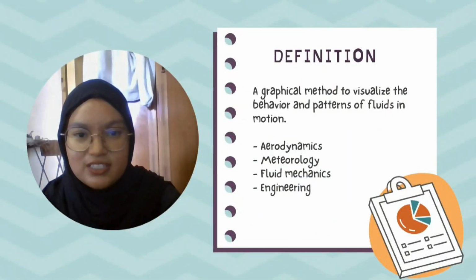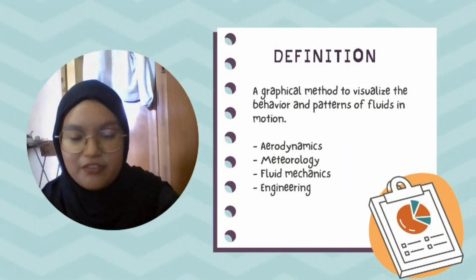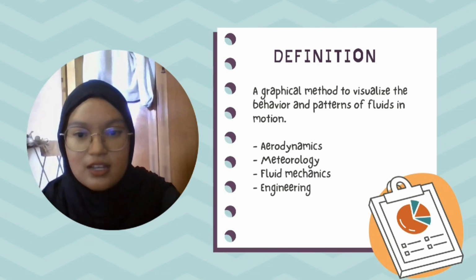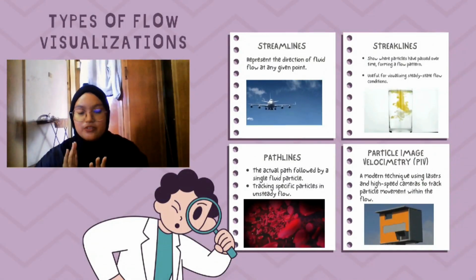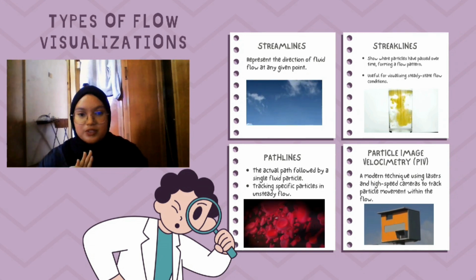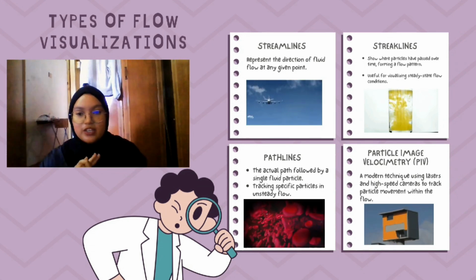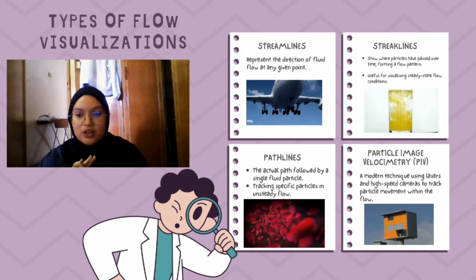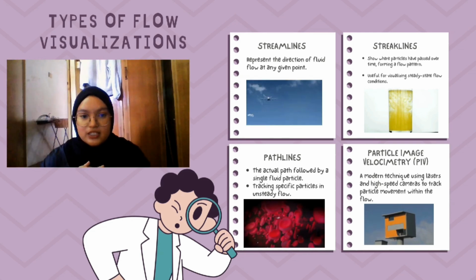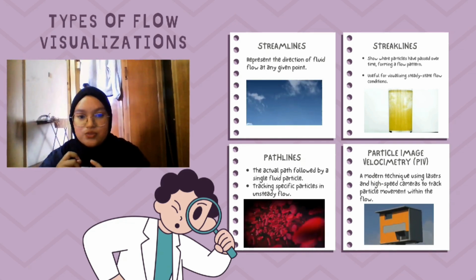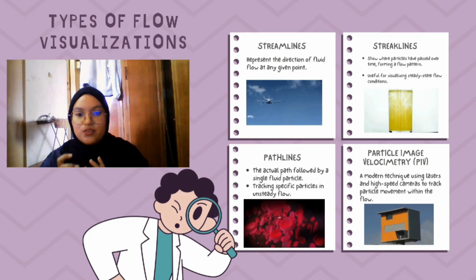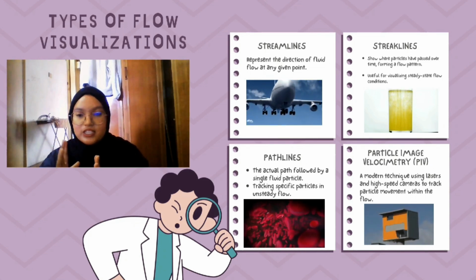Flow visualization is a graphical method to visualize the behavior and pattern of fluids in motion that is applied in aerodynamics, meteorology, fluid mechanics, and engineering. Types of flow visualization. First is streamlines, which represent the direction of fluid flow at any given point, like an airplane wing. Next is streaklines, which show where particles have passed over time, forming a flow pattern. It's useful for visualizing steady state flow conditions, like dye injection.